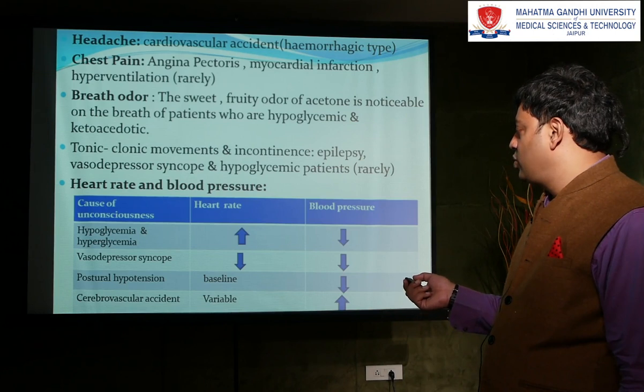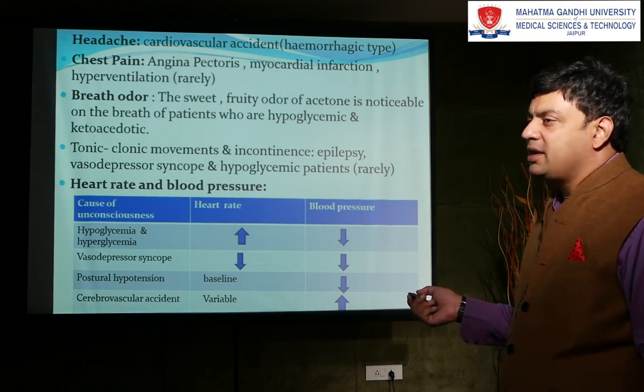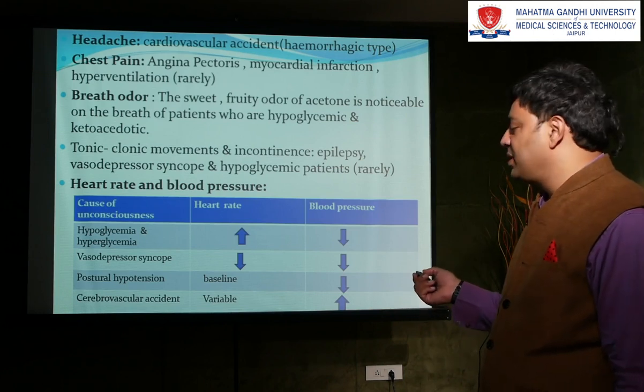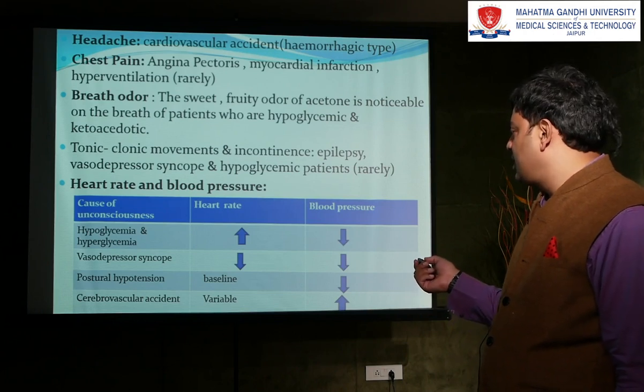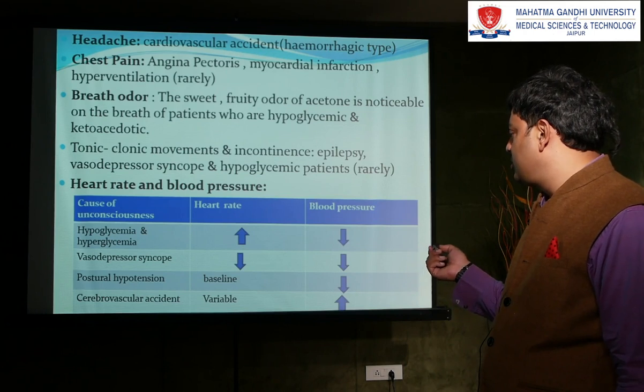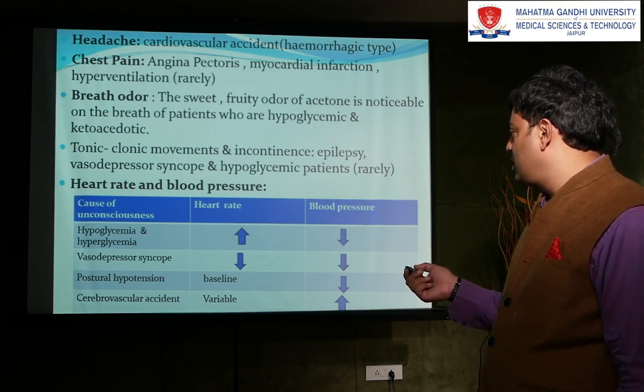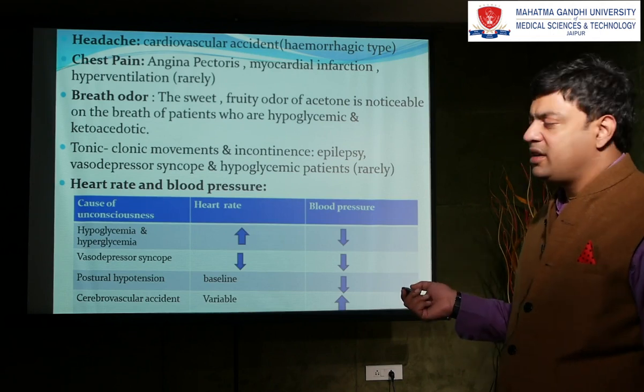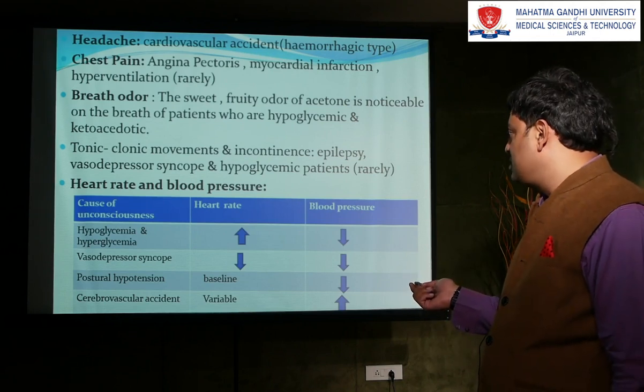In hypoglycemia and hyperglycemia, the heart rate rises and blood pressure drops. In vasodepressor syncope, heart rate also drops and blood pressure drops. In postural hypotension, only blood pressure drops, and in cerebrovascular accident, heart rate is variable and blood pressure increases.